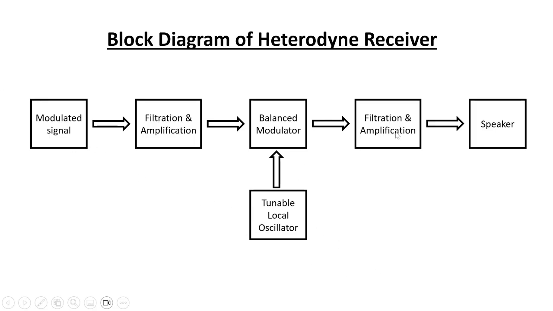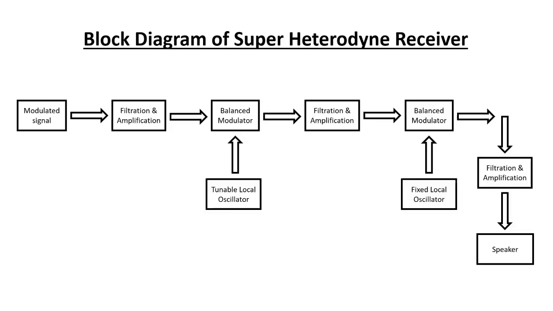After it, we will apply a low pass filter so that we can filter out our audible range, which is usually from 500 to 3500 hertz, approximately. After filtration and amplification, we connect it to our speaker, and then we can listen to what was in the modulated signal. This is the block diagram of a heterodyne receiver.